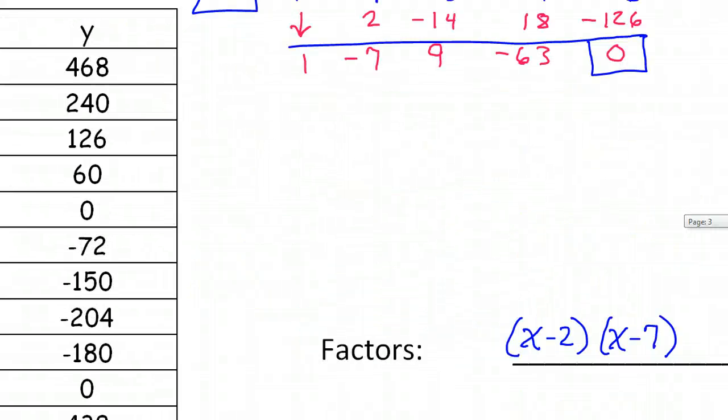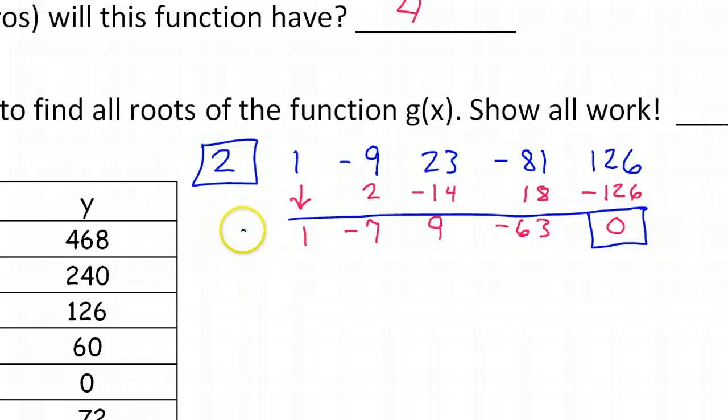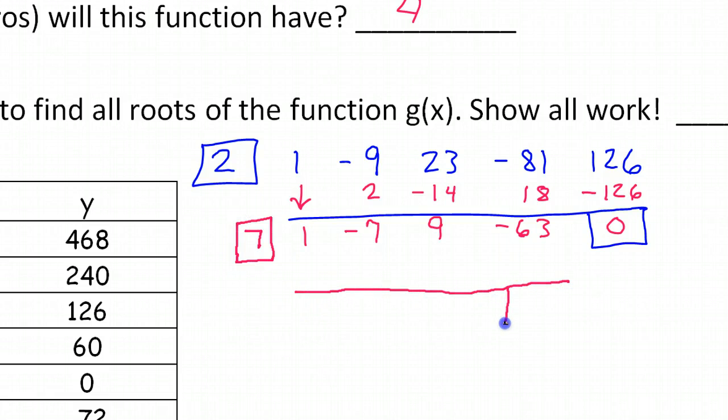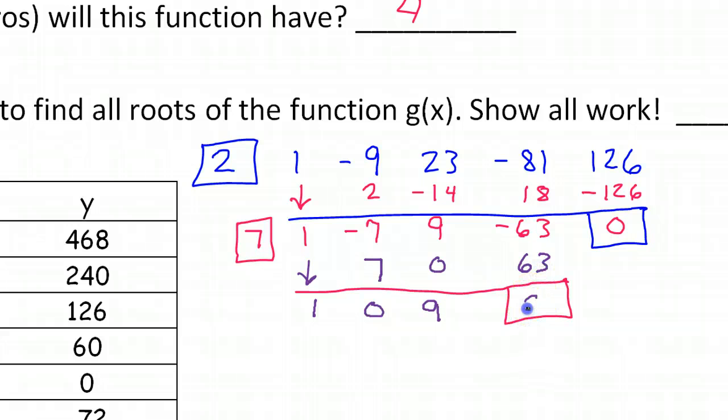Alright, so we used the 2. Now it's time to use the 7. So we'll just go ahead and put 7 right here. One times 7 is 7. That makes 0. Times 7 is 0. That makes 9. 9 times 7 is 63. And that makes 0.